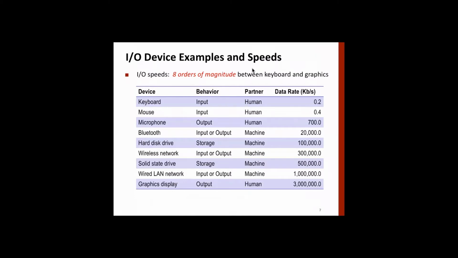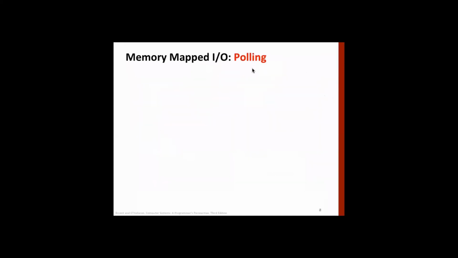Okay, then we have looked at this. The characteristics of different IO devices are very different. In terms of data rate, we see that the keyboard is very slow, wherein the graphics display rate is very high. Okay, it's almost like 8 orders of magnitude difference between the two. So IO devices should be managed such that the CPU should be able to handle data transfer from the slowest device as well as the fastest device.